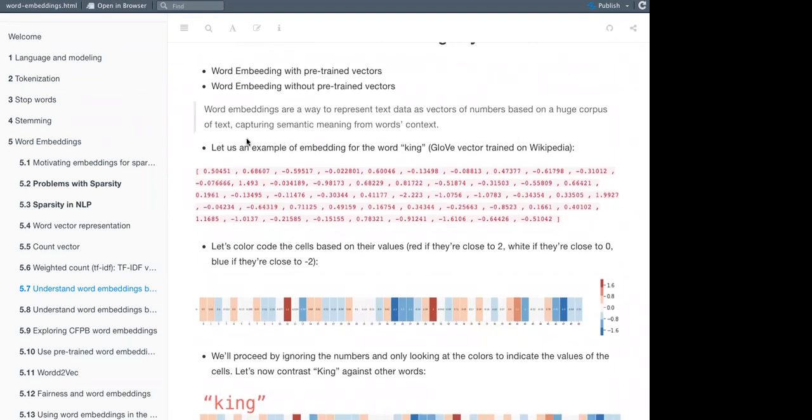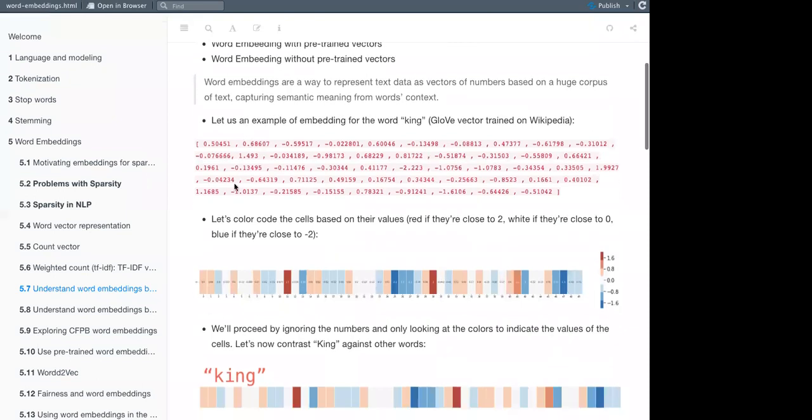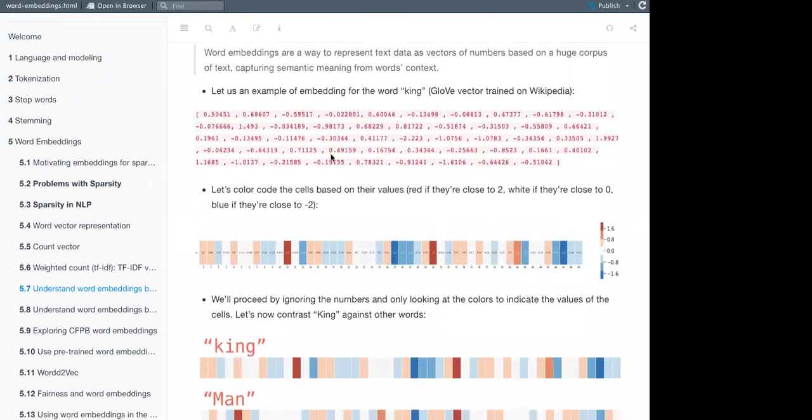So word embeddings, as we already said, are basically a way to represent text data as vectors. Yes, that is it. Even word-document matrices, those things that we represent, are embeddings, but they are sparse. So let's look at an example of GloVe word vectors. This is a word vector for the word king. And we want to represent this and see what their meaning is.